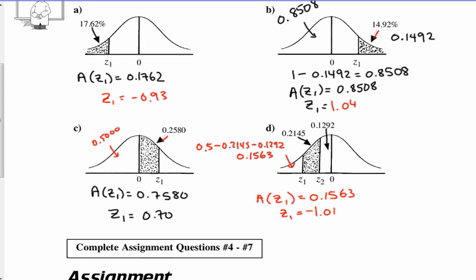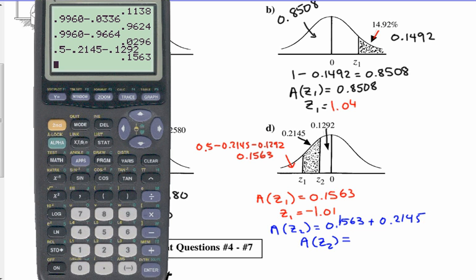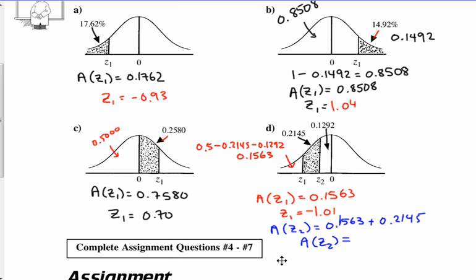We need to find Z2 now. So in order to figure out the area under Z2, I'd have to add together the 0.1563 and the 0.2145, because we want the whole area to the left of Z2. So adding those together, we have 0.1563 plus 0.2145 gives us an area of 0.3708.